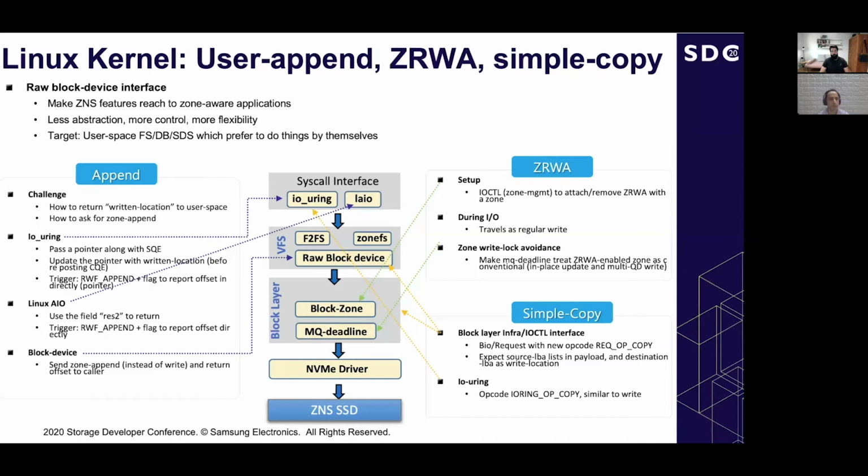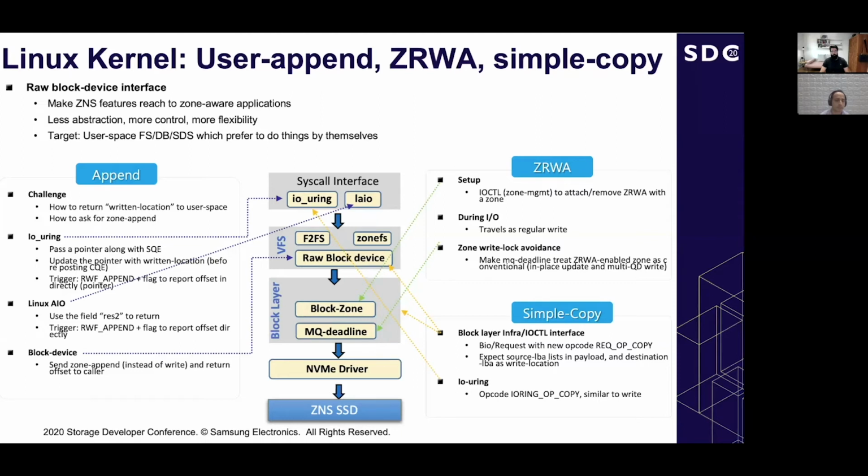The way to solve these problems in AIO, first I would talk about AIO because it is much more straightforward compared to io_uring. In case of AIO, we could use an unused field, res2, to return the offset to the user space. And append is triggered by combining two flags, the existing RWF_APPEND flag, and a new one which tells the kernel to report the offset directly. This will make more sense when we see the io_uring scheme. So we'll get there.